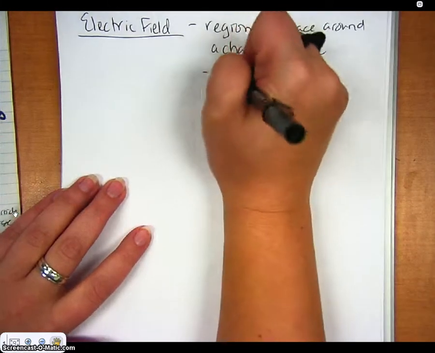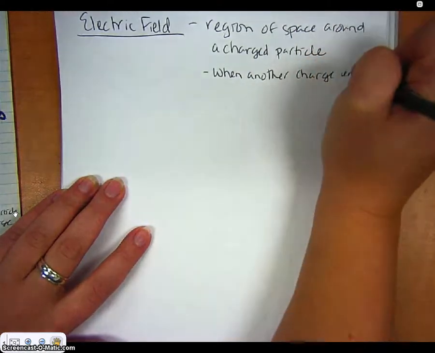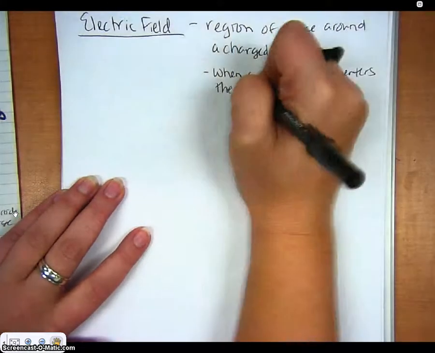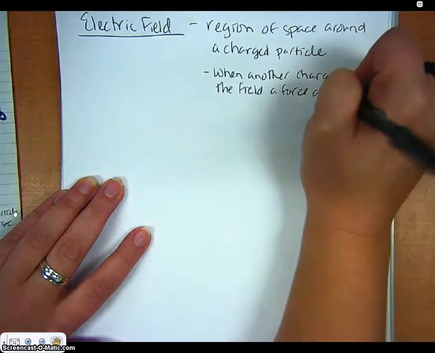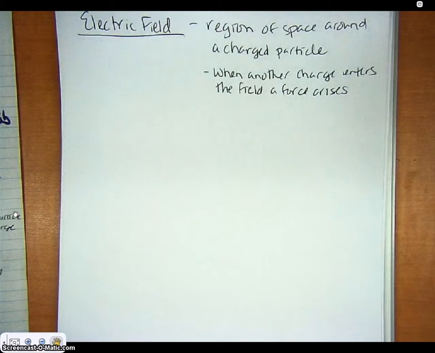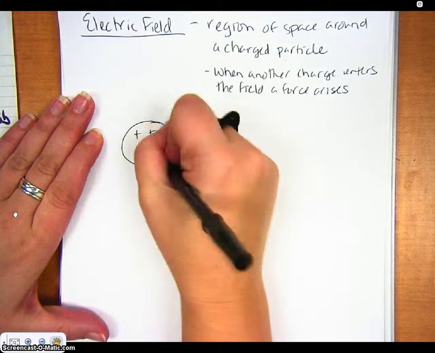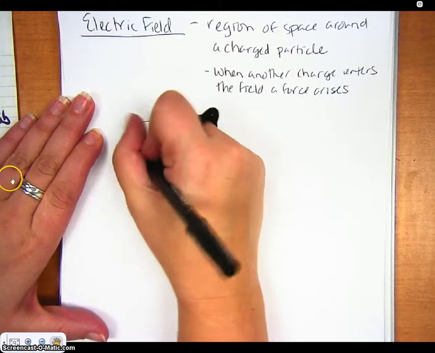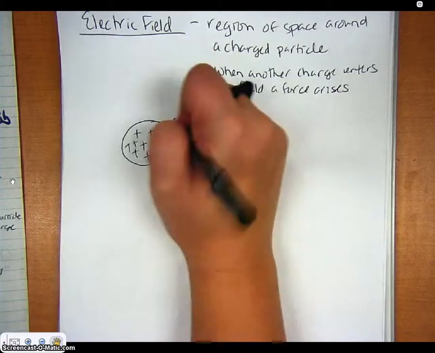So when another charge enters the field, a force arises. Okay? So we can define an electric field mathematically. The way that we do this is we imagine, let's just say there's this big charged object. It's not a point charge, it's a lot of electrons or protons built up on it. And we could say that's some big letter Q.